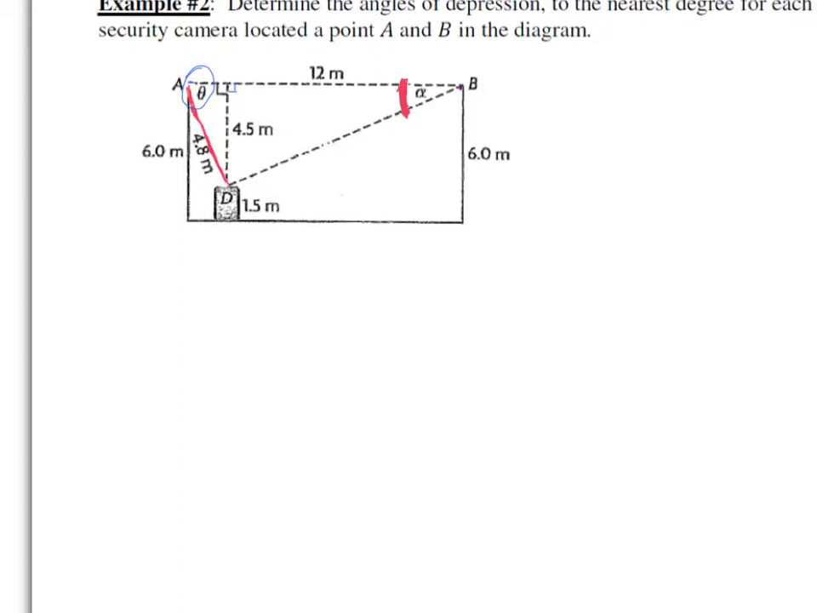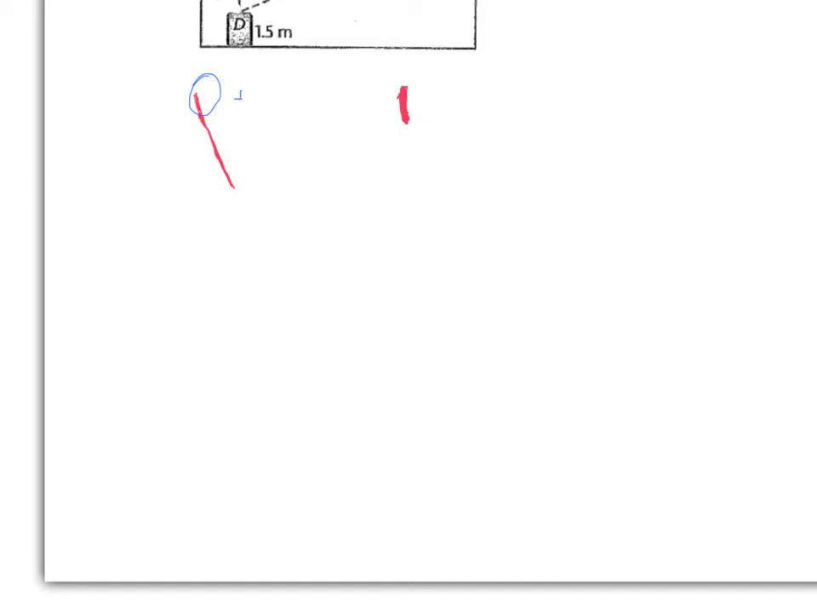So what two sides do we have to work with? Well, we have the hypotenuse 4.8 and the opposite. So opposite over hypotenuse, that's going to be sine. So sine theta equals opposite over hypotenuse. Sine theta equals 4.5 over 4.8, which gives us 0.9375. And then to get theta, we do the inverse sine, which gives us 69.6 degrees.